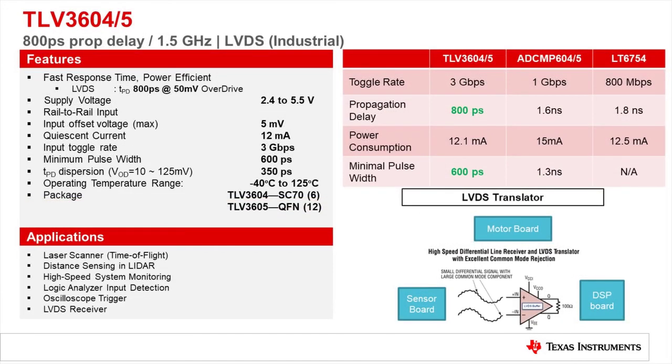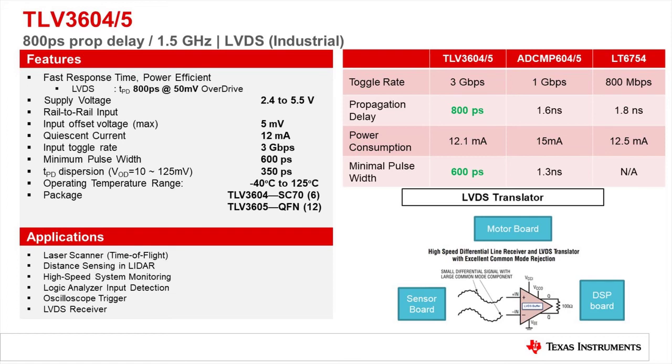Here we have the TOV 3604 and 5, which is one of our newer LVDS comparators with only an 800 picosecond prop delay and a 1.5 gigahertz toggle frequency. So this device is really high speed. Low voltage differential signaling allows for increased data throughput and optimizes power consumption. And it's designed to drive and interface directly with downstream devices such as high-speed FPGAs and CPUs.